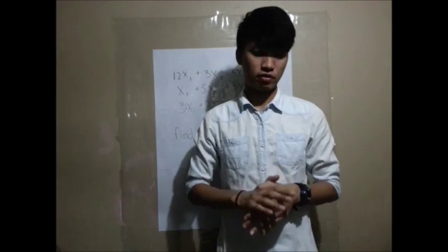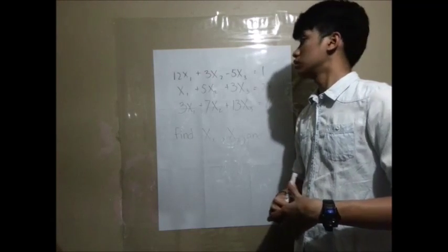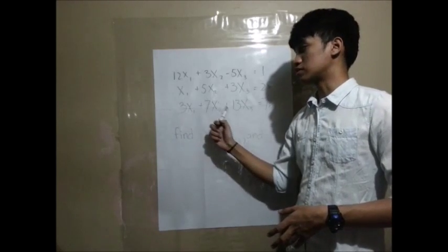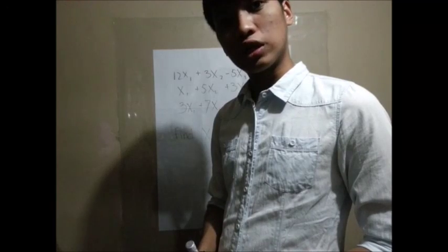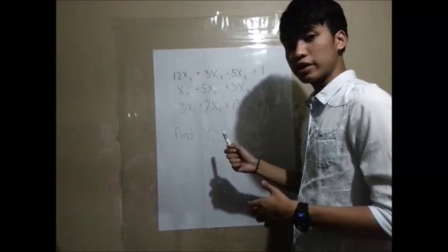There's one rule you need to follow. There's one rule we need to respect before using the Gauss-Seidel method, and that is these formulas must be diagonally dominant. What does diagonally dominant mean? Look at our example.